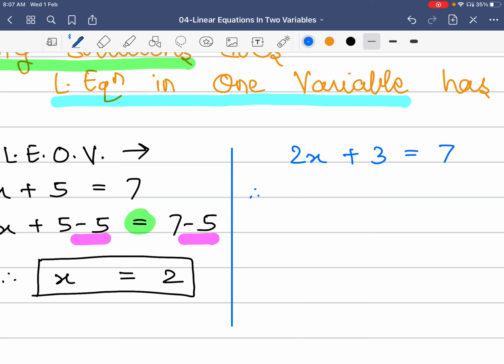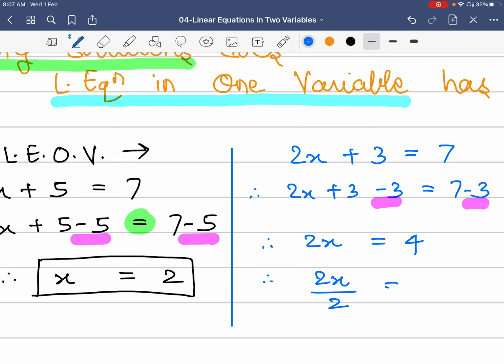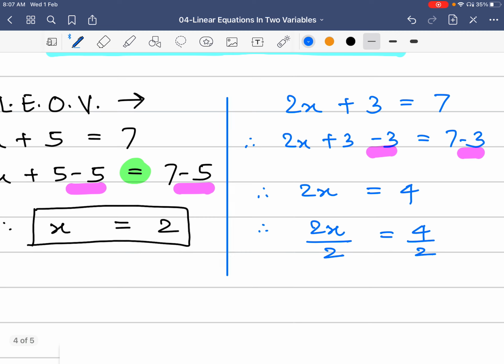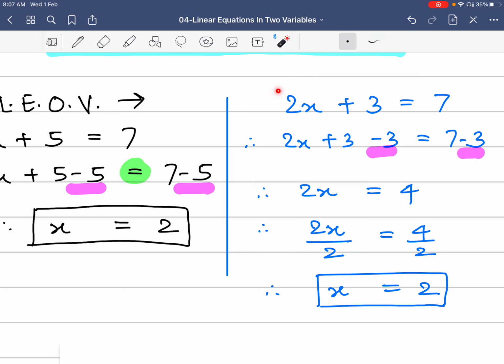Here I'm going to be a little bit fast. So 2x plus 3 minus 3 is equal to 7 minus 3, the same operation on both sides of the equation. That leaves us with 2x is equal to 7 minus 3, which is 4. Once again we divide both sides by 2. So 2 and 2 cancel each other out, and we get x equal to 4 divided by 2, which is 2. What a coincidence. We again got x equal to 2 as the answer to this linear equation in one variable.